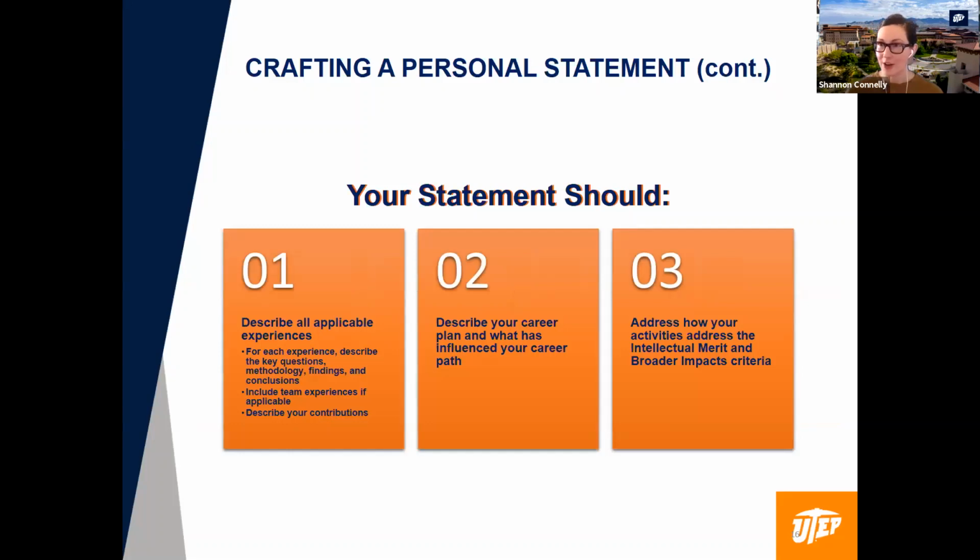You want to think about all of your applicable experiences. That can mean freshening up your resume, making sure that it's up to date, and then reminding yourself how each of these key experiences has built on the other to get you to the point where you are now, where you're ready to apply for and win this fellowship. And that can take some revising. Include specific team experiences, lab experiences, research experiences, of course, that describe your specific contributions. And then again, make sure that you're hitting on those themes of intellectual merit and broader impacts in your statements.